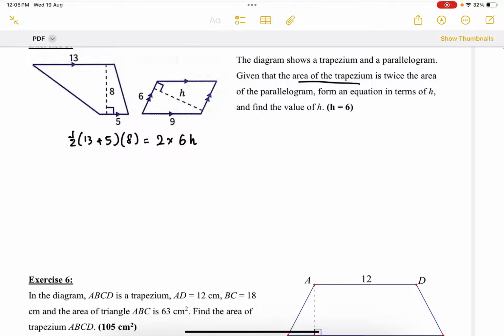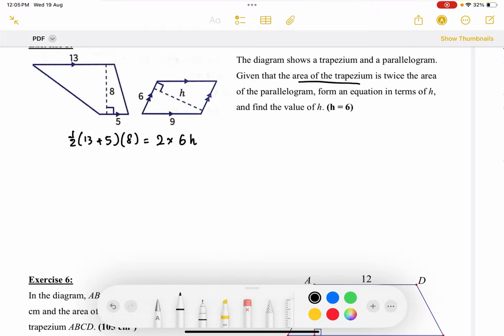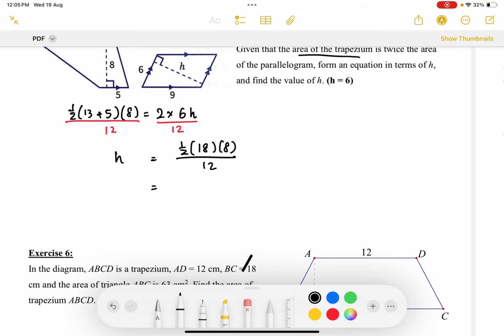Okay, so let us now get rid of some stuff. We can divide both sides by 12. So very conveniently, you're left with h. So h will be half, 13 plus 5 is 18, times 8 over 12. So work all this out. You get 6.